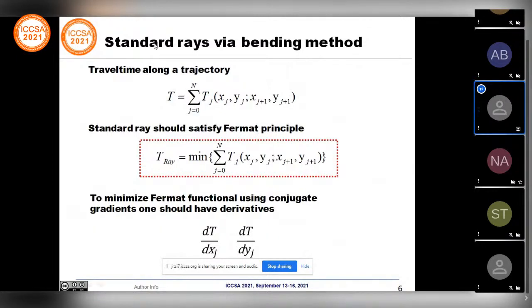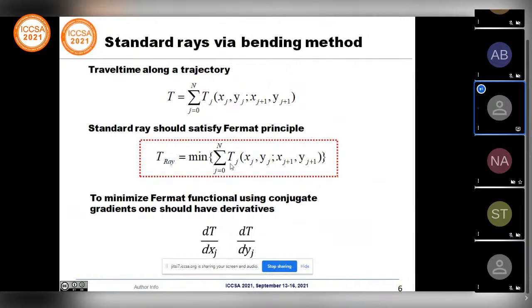So let T_g mean travel time within one layer. Total travel time from source to receiver point is the sum of travel times along each segment. To construct a ray, a trajectory satisfying the Fermat principle, one must minimize the total travel time. It means we need to minimize this functional with respect to intersection points x and y, g. Source and receiver positions are fixed.